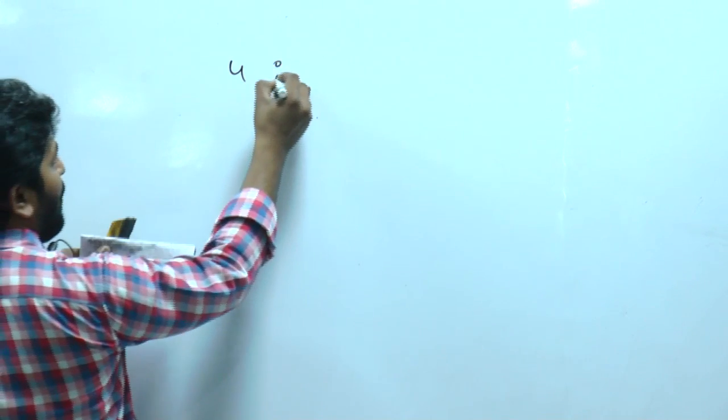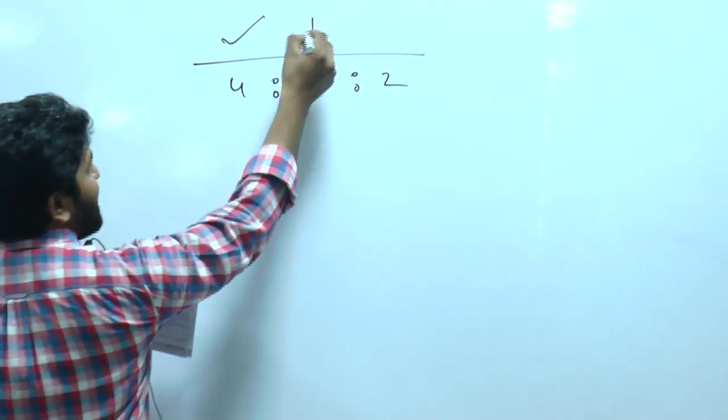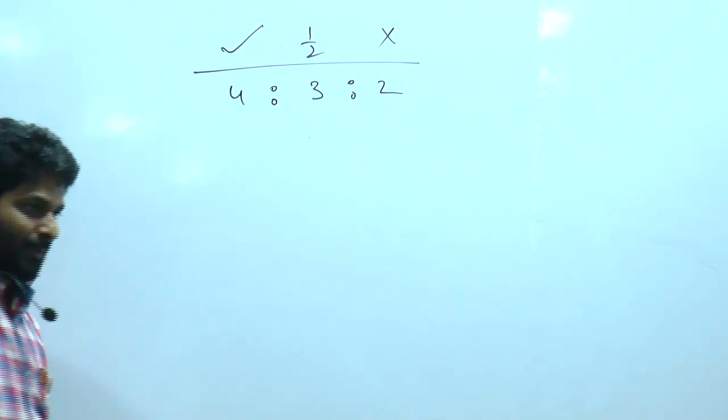Right. So the work ratio is given: 1/3, 1/4, 1/6. I don't want to use fractions. Take the LCM of the denominators and multiply every fraction with the LCM. How much is the LCM? 12. Multiply with that: 4, 3, 2. This is the skilled person, this is the half-skilled person, and this is the unskilled person.